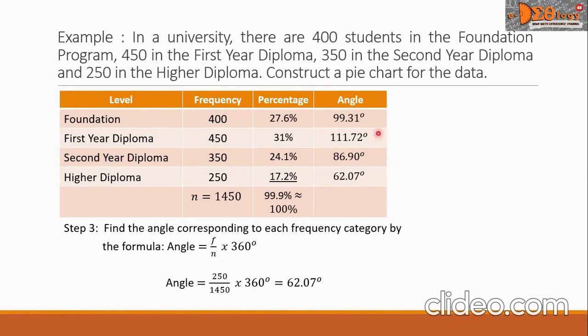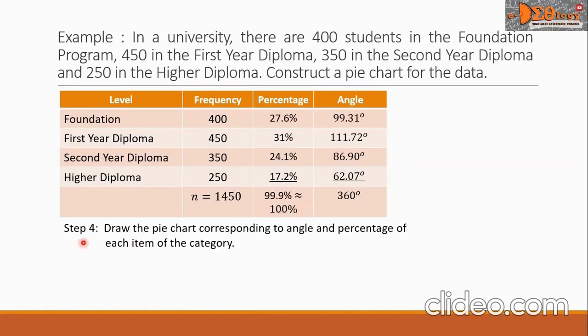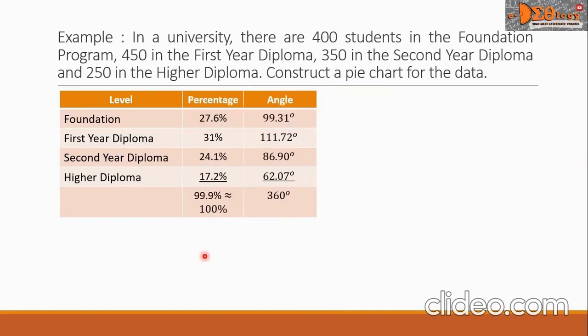Now let us take the summation of this column, and we will have the answer 360 degrees. This must be always equal to 360 degrees. In the same way, this column must have the summation that is equal to 100%. Now, let us go to step 4. Draw the pie chart corresponding to angle and percentage of each item of the category. So let us minimize our table because we're going to draw the pie chart.